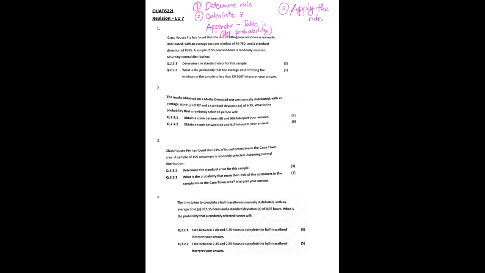So, welcome to today's session where I am looking at just a few questions from Learning Unit 7. Learning Unit 7 is a section called Sampling Distributions. You are either working with a mean or a proportion for this section.